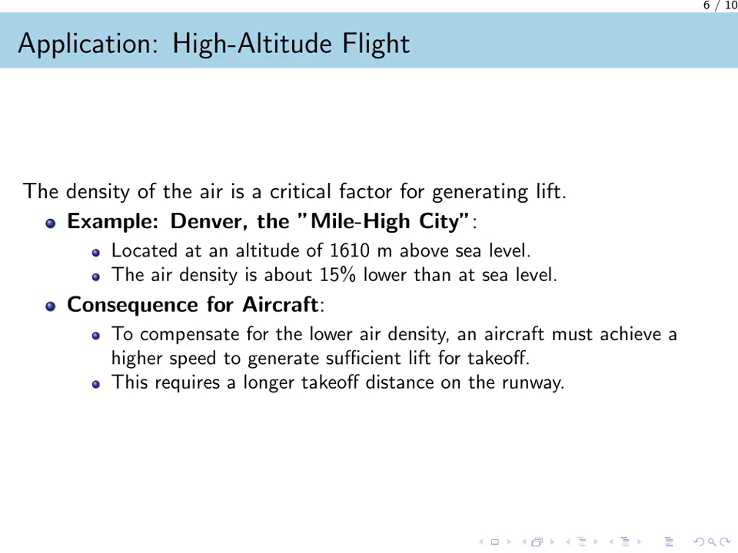Taking off from a high-altitude airport. The amount of lift a wing can generate is directly related to the density of the air it moves through. A great example of this is in Denver, Colorado, which is known as the Mile High City, because it is located at an altitude of about 1,610 meters above sea level. At that height, the air is roughly 15% less dense than it is at a coastal airport. To compensate for this thinner air, an aircraft must achieve a higher speed to generate enough lift for takeoff.